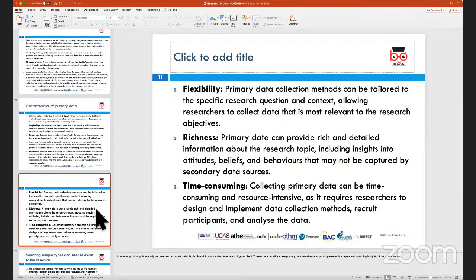And then last but not the least, you also have to look at the fact that sometimes the data being collected might be extremely rich or more detailed as compared to when it is collected from a variety of sources. And this could be because of the attitude, beliefs, and behavior of the individual.